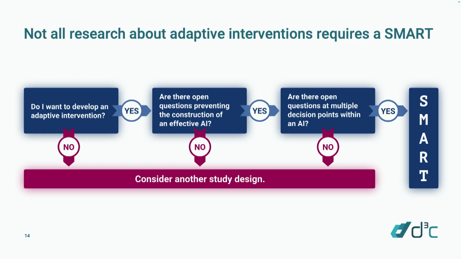If the answer is yes, you then have to ask yourself one more question. Are these questions preventing me from constructing a good AI, and do I have them at multiple decision points? Because even if I have an adaptive intervention, but only at week 5 do you have a question, and you have one randomization at week 5, that's not a SMART. It was an optimization question, but it wasn't a SMART.